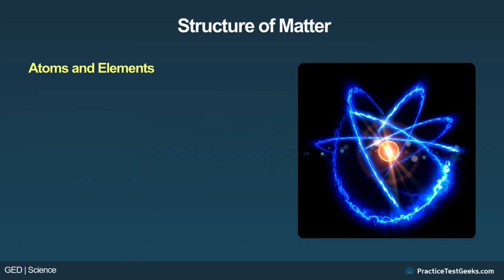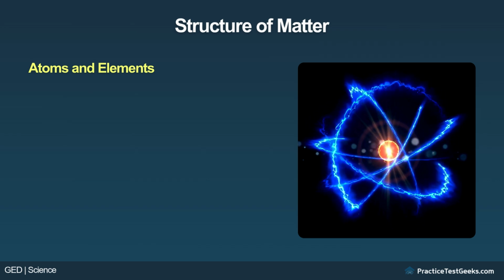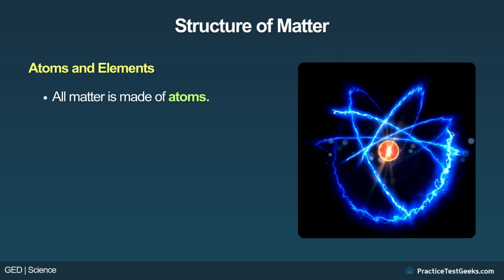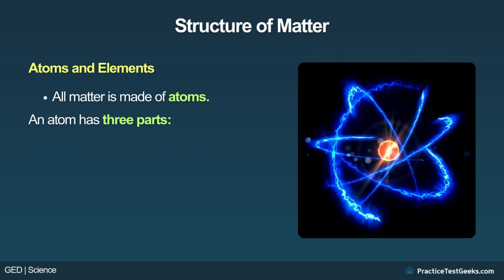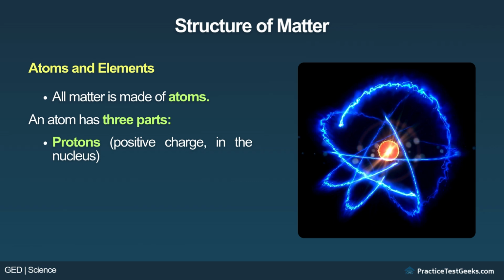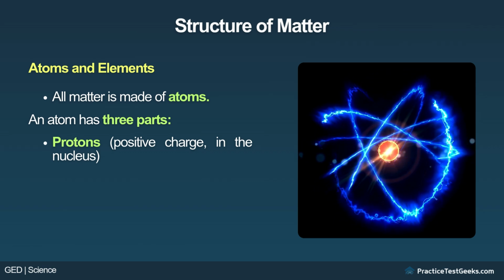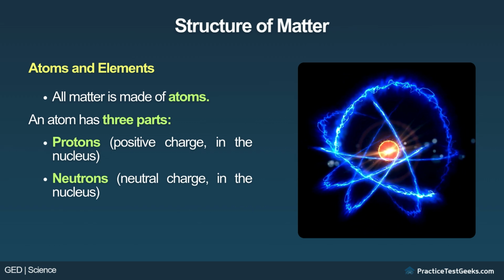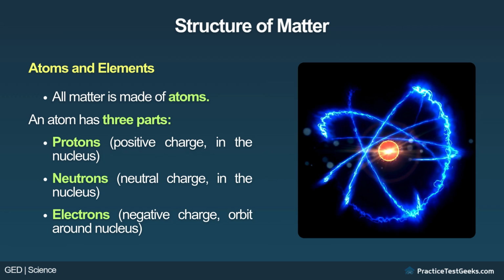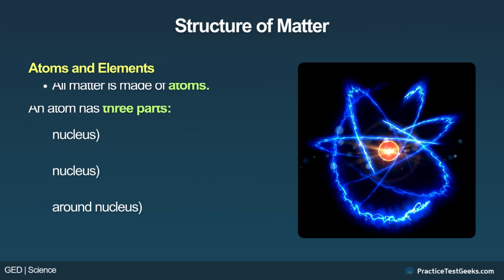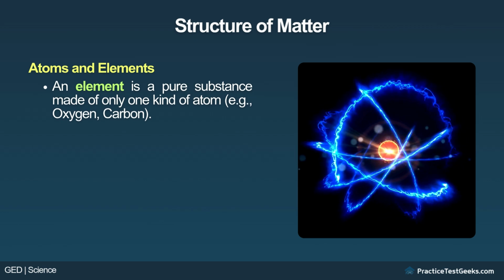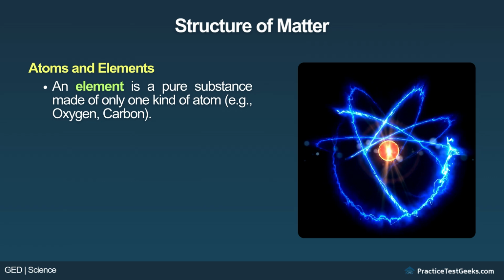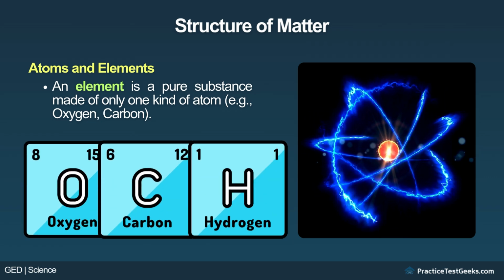To understand this, we start with atoms and elements. All matter, everything around you, is made of tiny units called atoms. Each atom has three key parts: protons, which carry a positive charge and are located in the center, called the nucleus; neutrons, which have no charge and are also found in the nucleus; electrons, which carry a negative charge and move around the nucleus in orbits. When we talk about elements, we are referring to pure substances made of only one type of atom. Examples include oxygen, carbon, and hydrogen.